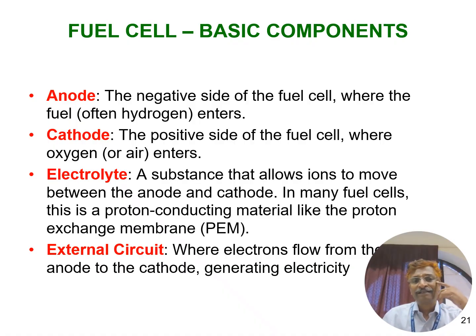So the components I have already explained: anode, cathode, electrolyte. Once again, further refining, the anode is the negative side of the fuel cell where the fuel enters, that is hydrogen. The cathode is the positive side of the electrode where oxygen enters. The electrolyte is nothing but a polymer electrolyte membrane or proton exchange membrane which separates the cathode and anode, and the external circuit is where the electrons flow and produce electricity. So this is the basic component and principle behind the fuel cell.